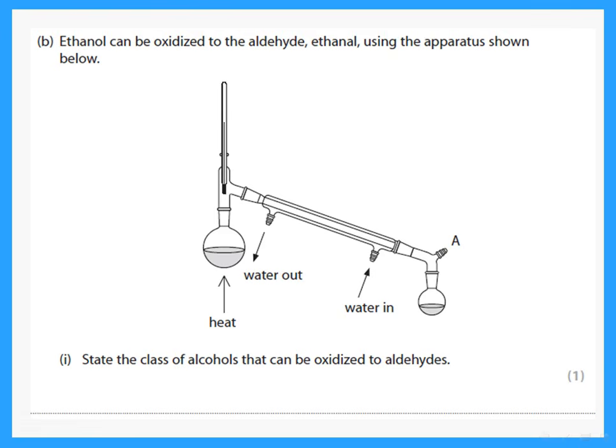This other question says ethanol can be oxidized to an aldehyde using the apparatus shown. Remember we said if we want to stop in the middle at aldehydes, then I have to distill the product as soon as it is formed. State the class of alcohols that can be oxidized to aldehydes. We said the ones that can be oxidized to aldehydes are the primary alcohols.